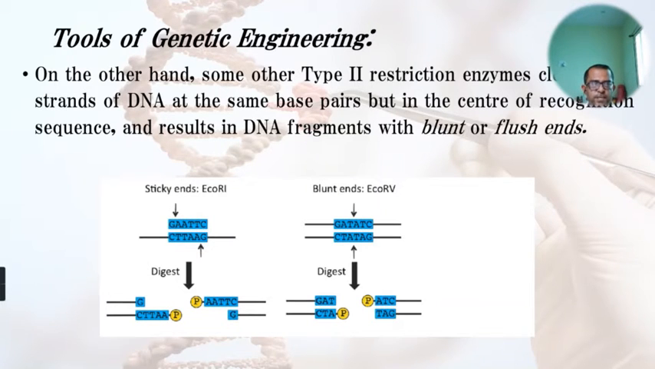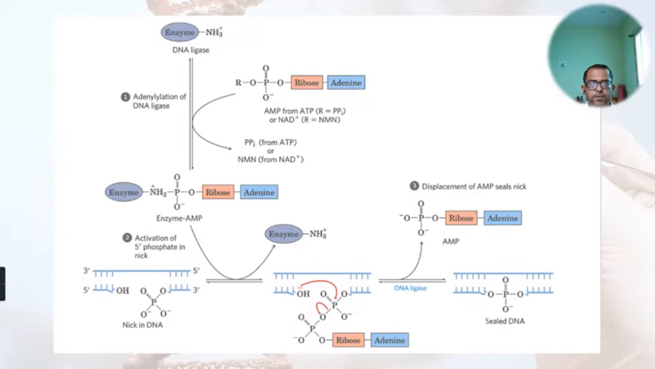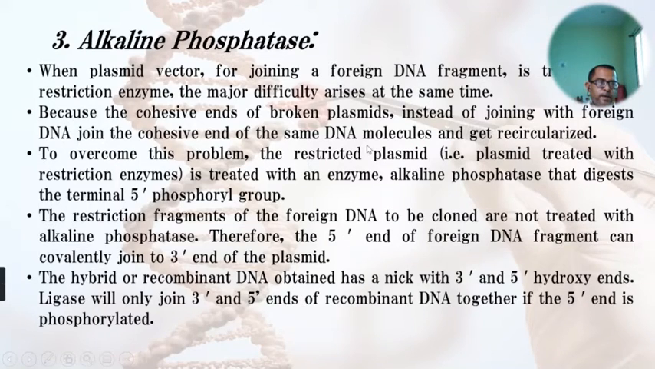So to avoid such conditions, this alkaline phosphatase enzyme is used. These fragments are produced because of the use of the restriction endonuclease enzyme. Suppose that EcoR1 is used, and we have used this enzyme and treated the plasmid which we are going to use as a vector for the recombinant DNA molecule production. Suppose we treated this plasmid with EcoR1, it produces cohesive end fragments.